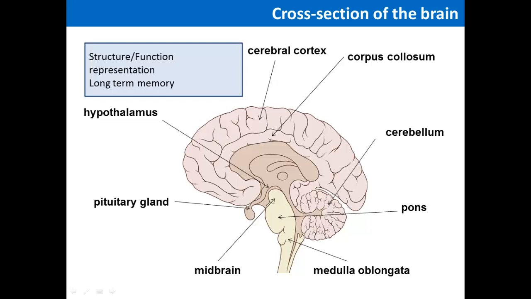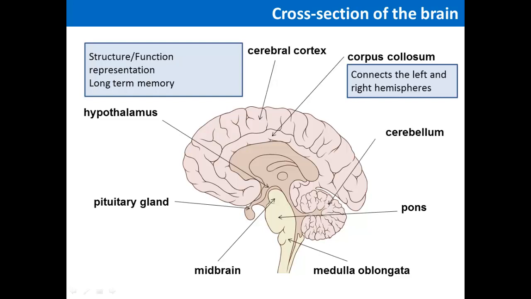We also, in those association areas, store our memory as far as what we see, what we feel: sharp, dull, hot, cold. So our cortex is very important. We have a lot of long-term memory issues there. The corpus callosum, which is identified here, are the fibers that connect the two hemispheres, the right and the left.